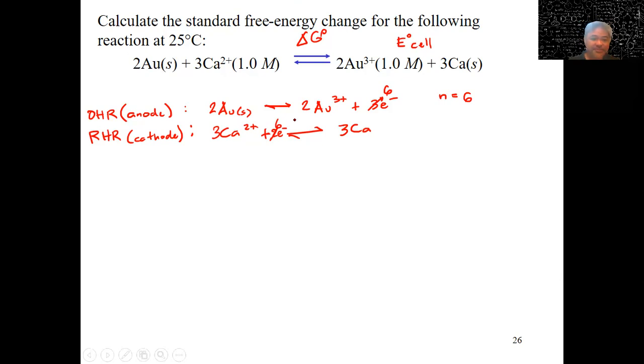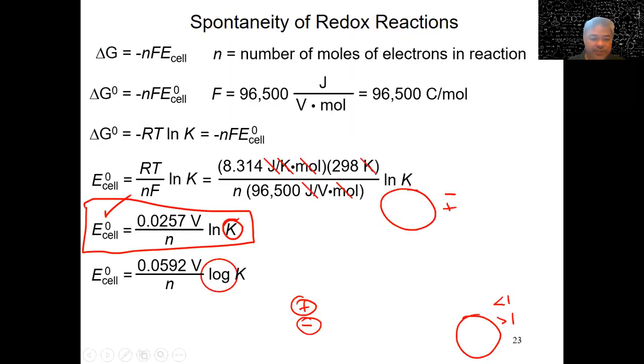Okay, tandaan nyo yun. Now, the next thing that we're going to do is get the half reaction or the reduction potential of the reaction that we have. Let's say for this and for this. So we need a table. Gold 3 plus.